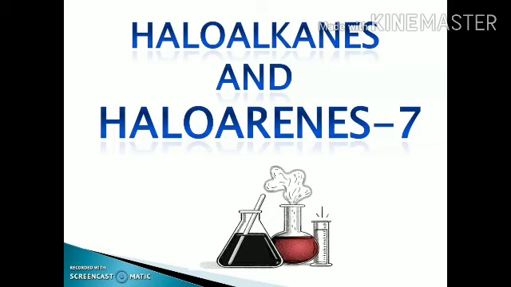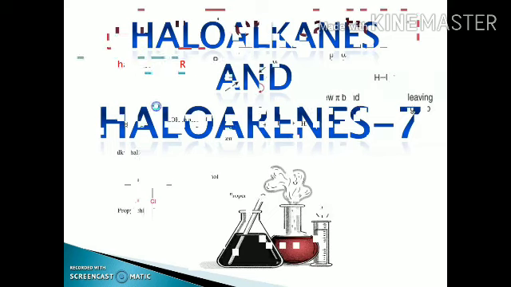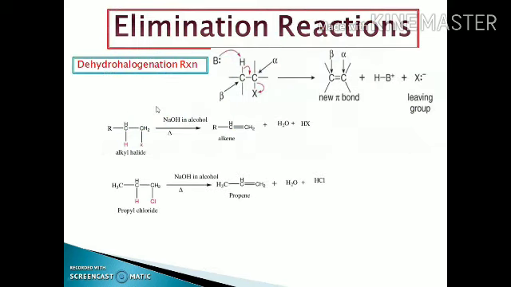In this video lecture, we will discuss some other chemical properties of the haloalkanes and the haloarenes. The first chemical property of the haloalkanes and the haloarenes is the elimination reactions, or you can say these are the dehydrohalogenation reactions, as both the hydrogen and the halogen group get eliminated in this reaction and give the alkene as a major product.